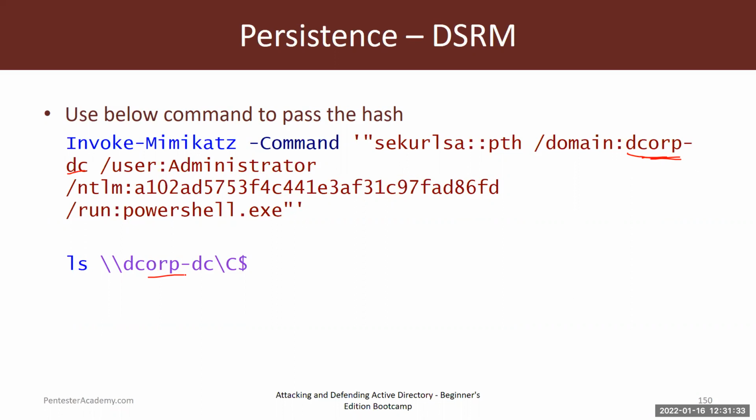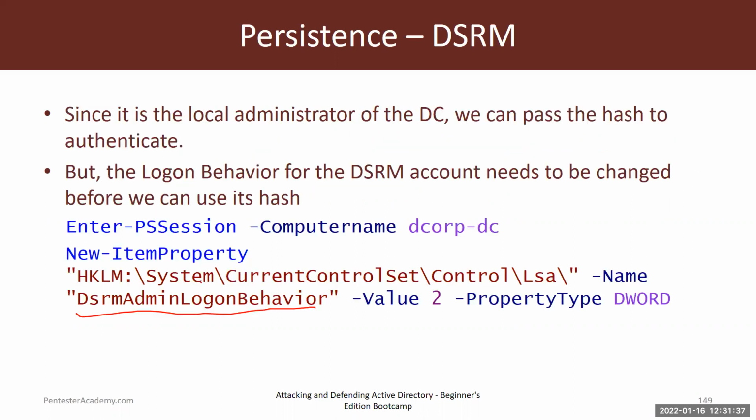And that is a very, very useful persistence mechanism. However, it includes a security downgrade. You are downgrading the security of the DC. You're introducing a vulnerability there. So if you want to use this in a real assessment, make sure that you get a nod from the stakeholders. Right?